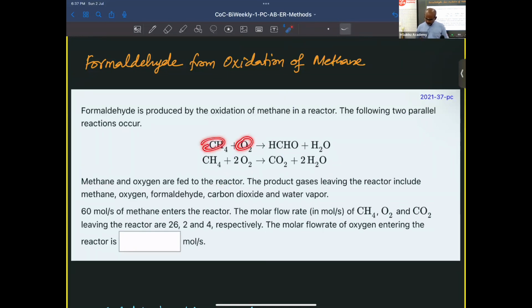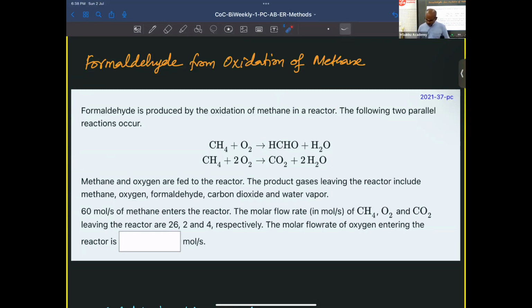Methane and oxygen are fed to the reactor. The product gases leaving the reactor include methane, oxygen, formaldehyde, carbon dioxide, and water vapor. So there is still methane available in the product, which means there is incomplete reaction.